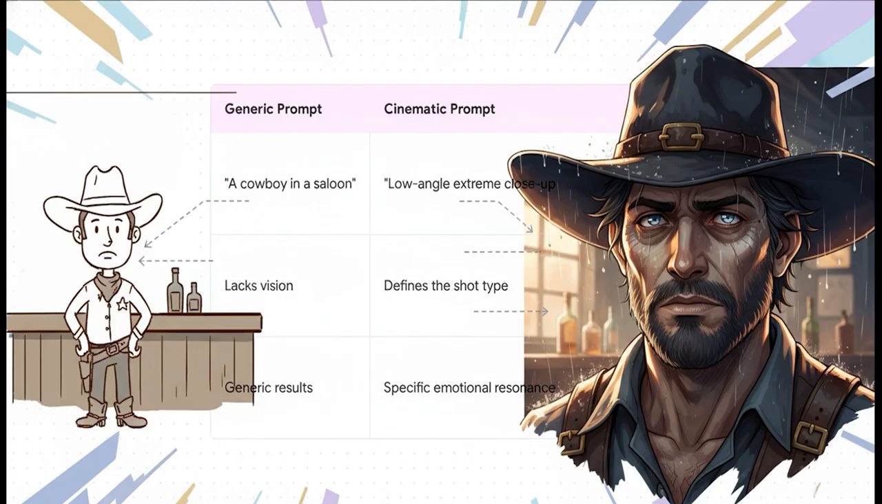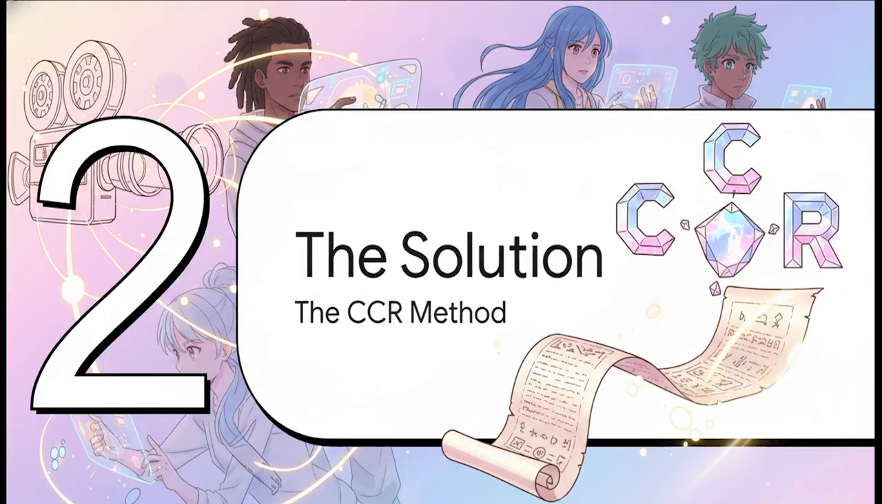But on the other side, we're defining the shot first. Low angle, extreme close-up of a tired outlaw. Right away, you've got a point of view, you've got emotion. You're telling the AI how to see the scene, not just what to see. And that leads us straight to the solution.